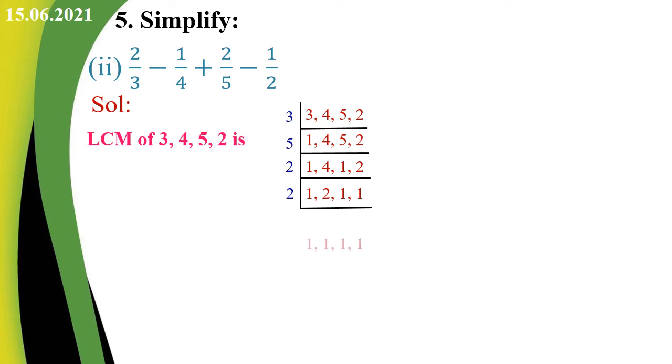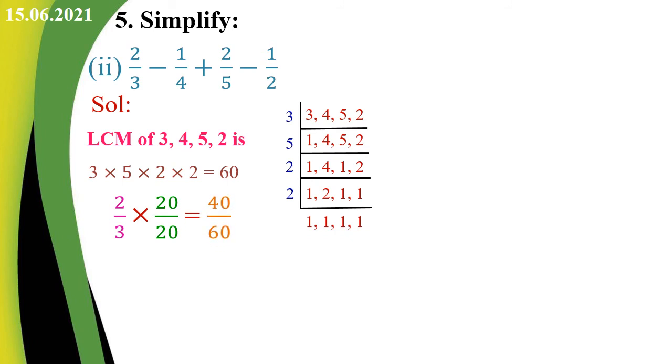On dividing by 2, we get 1, 1, 1, 1. That is 3 into 5 into 2 into 2, which is equal to 60. LCM is 60. The first rational number is 2 by 3. On multiplying by 20, 2 20s are 40, 3 20s are 60. We get 40 by 60.